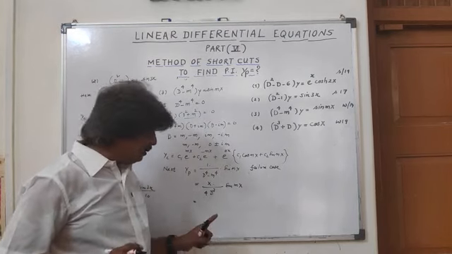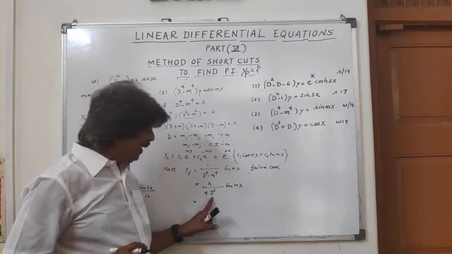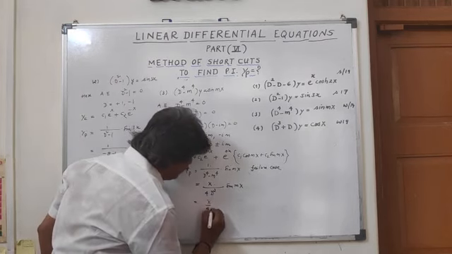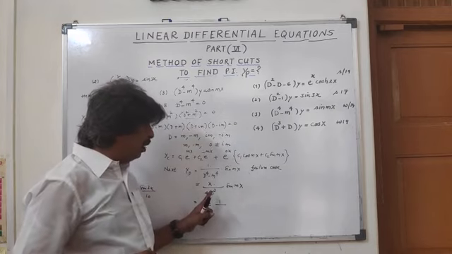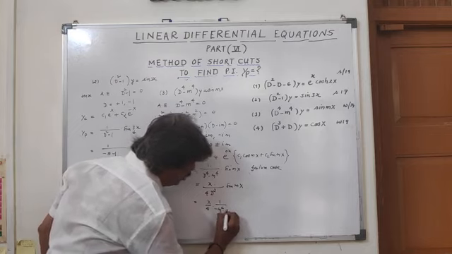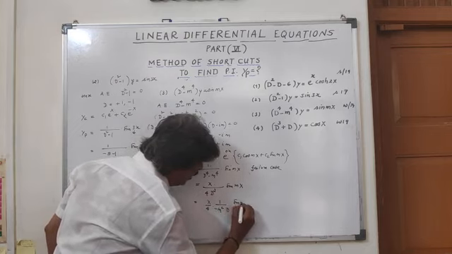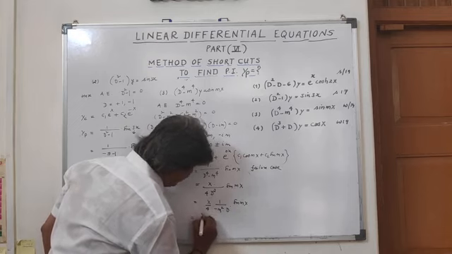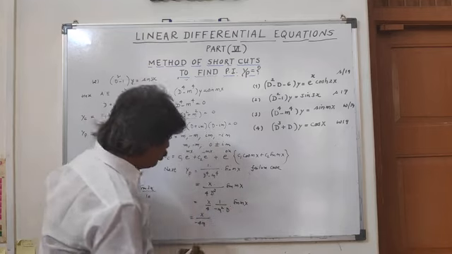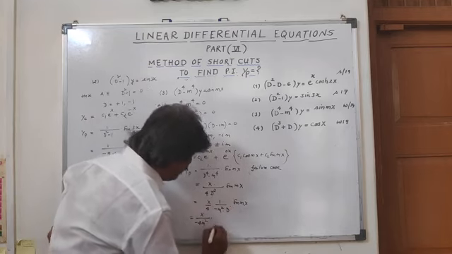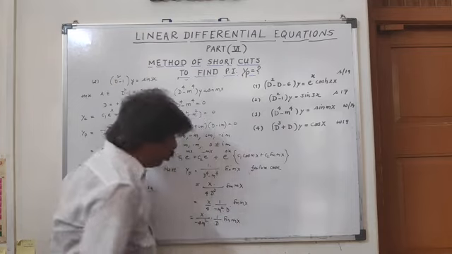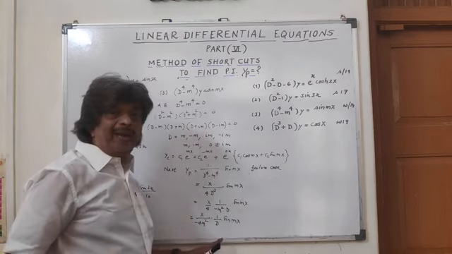Again I am replacing d square by minus m square. So x by 4 into 1 upon d cube. Out of this d cube, d square is to be replaced by minus m square into d into sine of mx. So it is x upon minus 4m square into 1 upon d sin mx.